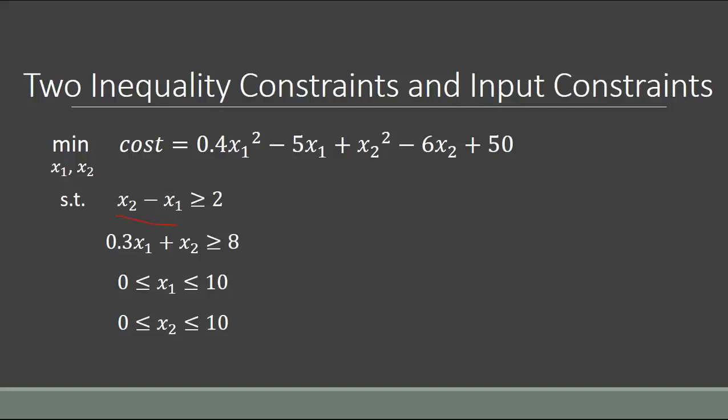So in addition to this constraint, we now have this new constraint. 0.3 times x1 plus x2 has to be greater than or equal to 8. And we've also put on input constraints. So we're saying that x1 and x2 both have to be between 0 and 10. So let's show the plot.